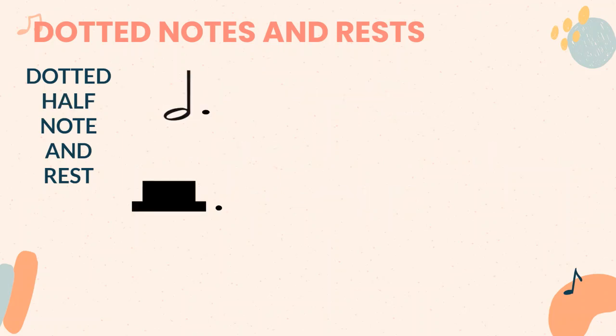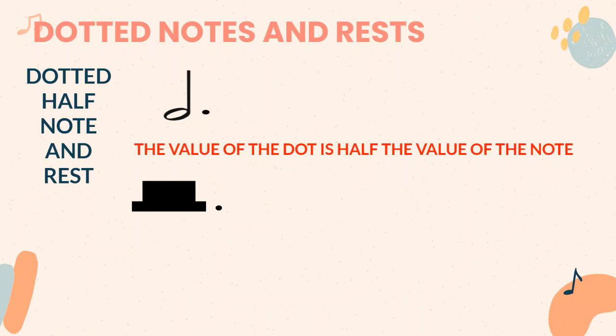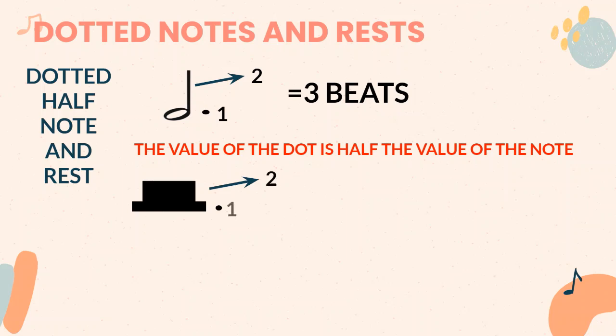Next is the dotted half note and dotted half rest. Again, the value of the dot is half the value of the note beside it. The value of the half note is 2, and half of 2 is 1, and 2 plus 1 is 3. So the value of a dotted half note is 3. Now for the dotted half rest. The value of the half rest is 2, and half of 2 is 1, and 2 plus 1 is 3. So the value of a dotted half rest is 3.